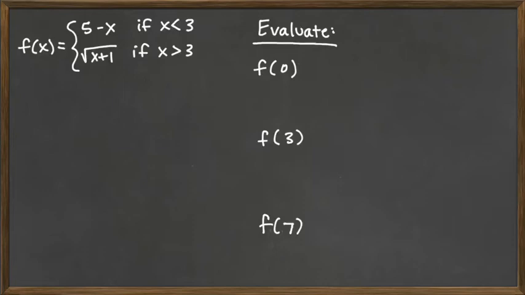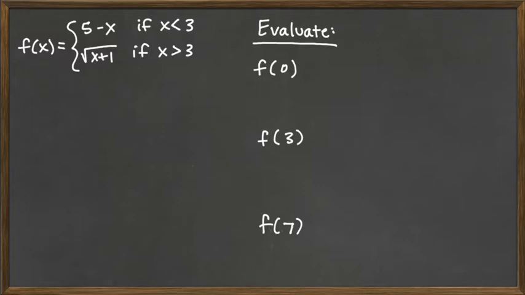In this video, we're going to be considering the piecewise-defined function where one of the pieces is a line, 5 minus x, and one of the pieces is a square root function, the square root of x plus 1, so it's going to be a shift of the typical fundamental function that's the square root of x. And the split here in the domain is going to be x less than 3 for the line and x greater than 3 for the square root function. So first we're going to just warm up by evaluating here.